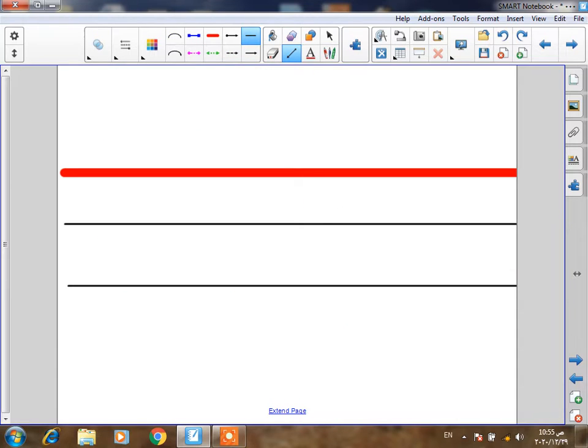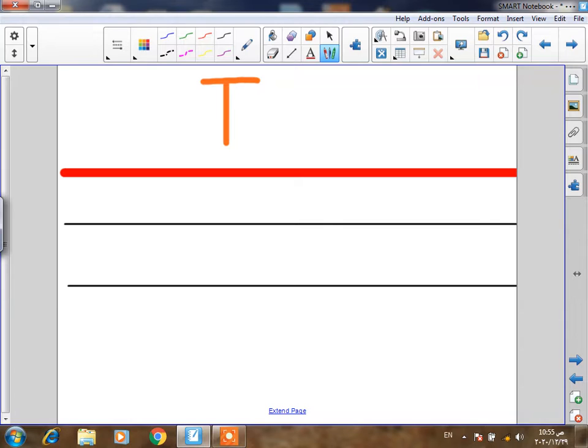Now, kg1, close your copybook and look with me. First, can you tell me what sound is this? T. Ha. Together. Where is your tongue? Like the snake. S, s, s. T, h, together, s.